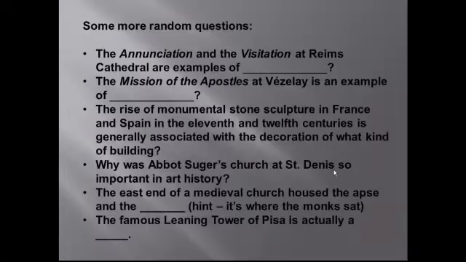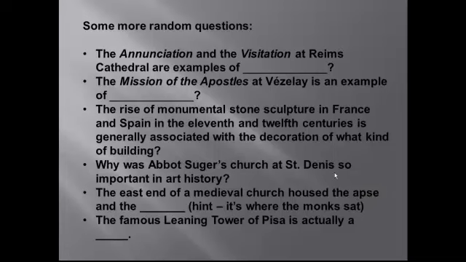On to some more random questions. By the way, these questions do not have accompanying images. The place names, however, should for the most part be a giveaway. The Annunciation and the Visitation at Rheims Cathedral are examples of what?